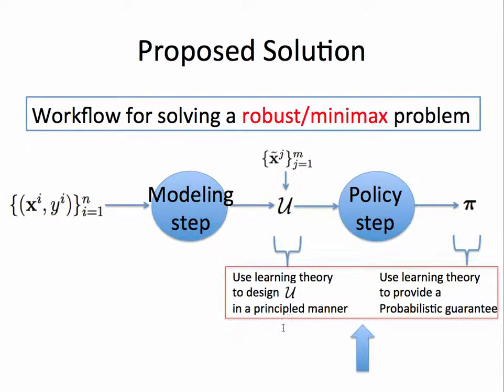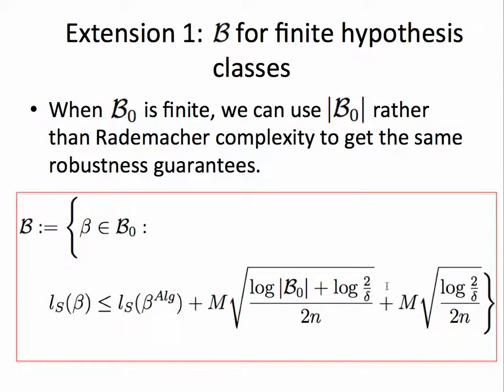Thus, we have shown why the set of good models was defined in a certain way and how it allowed us to provide a probabilistic guarantee over the robust solution pi. So let's look at a couple of extensions. How do we define the set of good models for finite hypothesis classes?